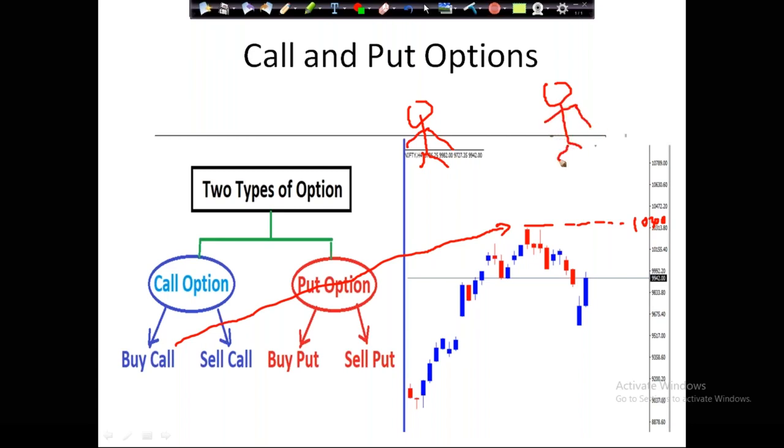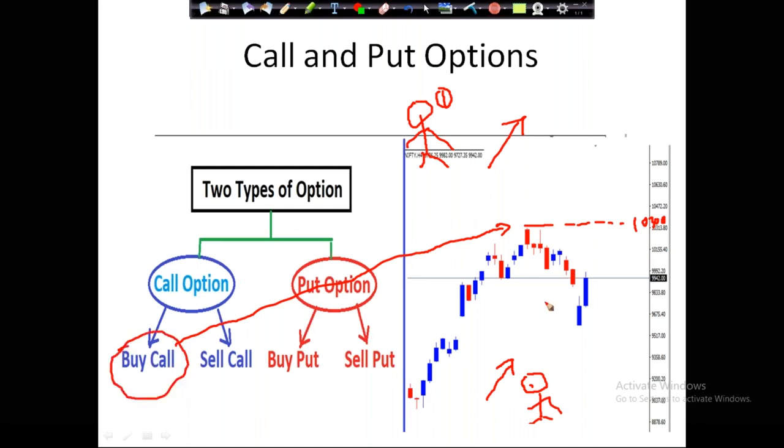Two guys. Okay, let me remove this one, this guy. And this is the other. Guy one also thinking that price will go up, and this guy also thinking that price will go to this level, 10,000. Both have the same concept, but both are entering differently. This guy is buying put, but this guy is selling the put. Both have the same view, same direction.